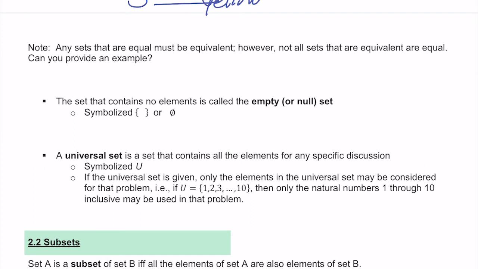Another two important sets that you could see are the empty set, also referred to as the null set. We use either braces with nothing inside or a 0 with a slash through it. And the opposite of that is the universal set, which contains all the elements for any specific discussion. And we usually symbolize that with a capital cursive U. That ends the lecture for 2.1.